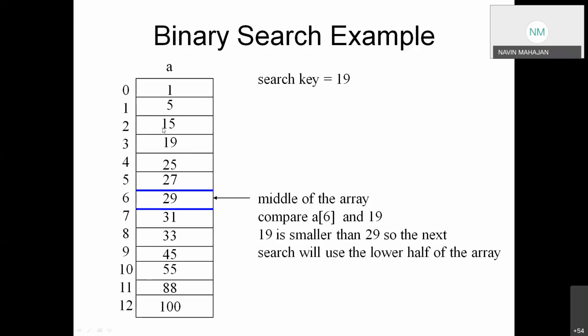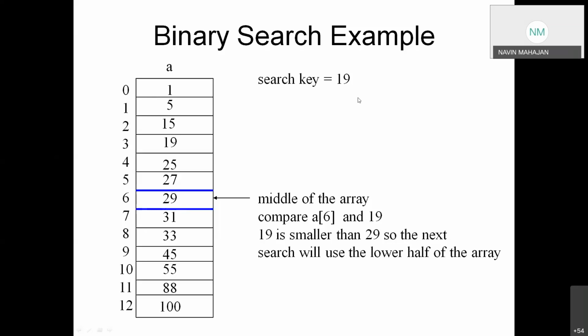What I will do, I will find the middle point. How are you going to find the middle point? I will take this as the beginning, this as the end. So beginning is 0 and end is 12. So begin plus end, which is 0 plus 12, divided by 2. 12 by 2 is 6. So this is 6, which is the middle. Middle of the array is 6.